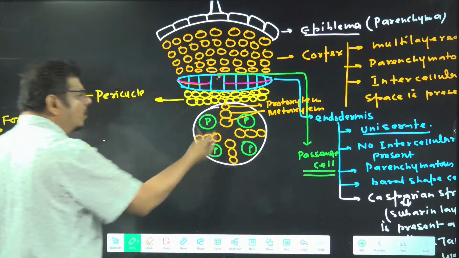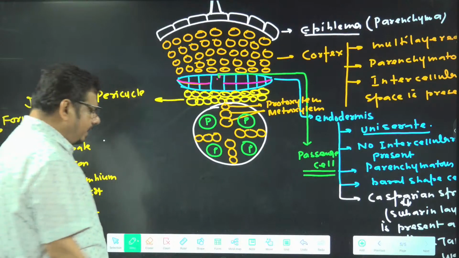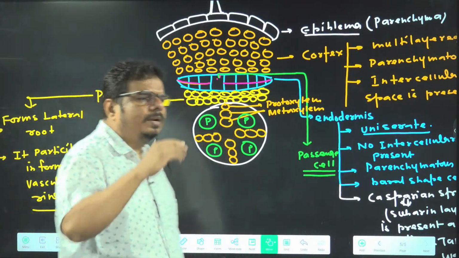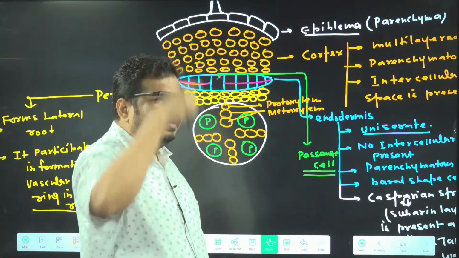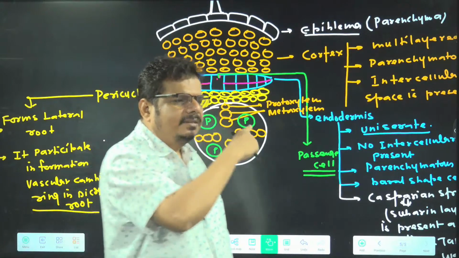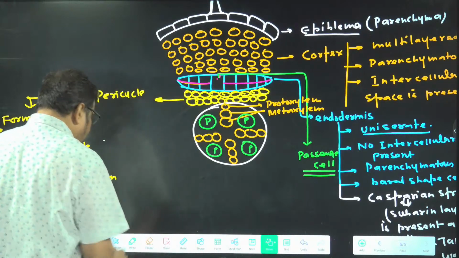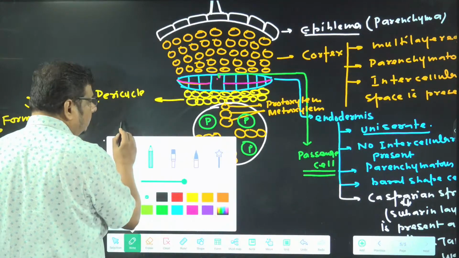So xylem and phloem are present on different radii. Are you getting the idea or not? Xylem and phloem are present at different radii, and protoxylem is toward the periphery. Protoxylem is outer, so the arrangement is what? Exarch. Are you getting the idea? Now have a look here.